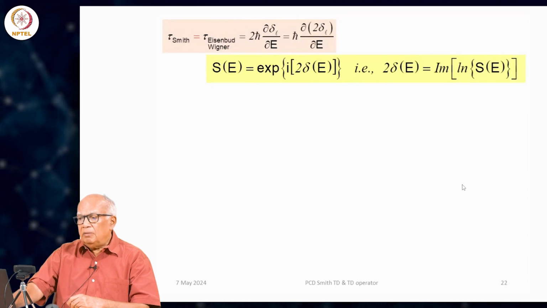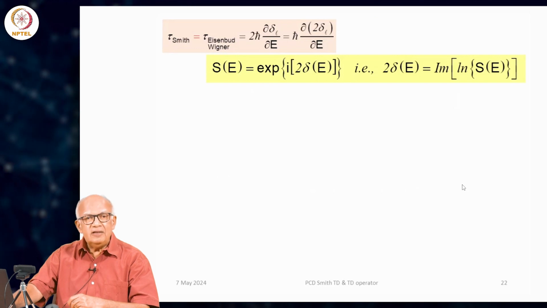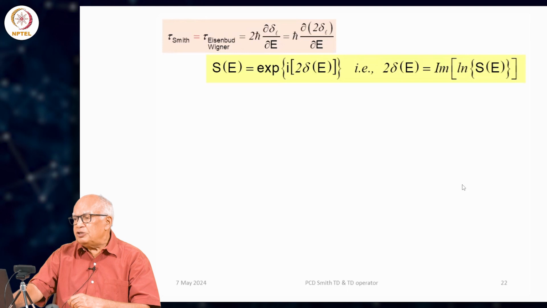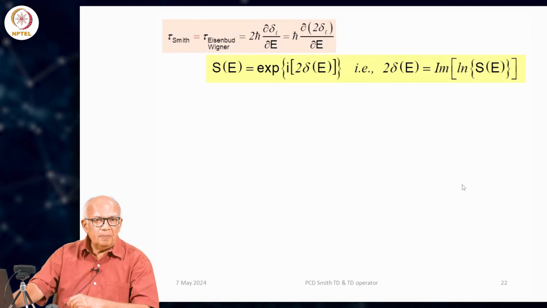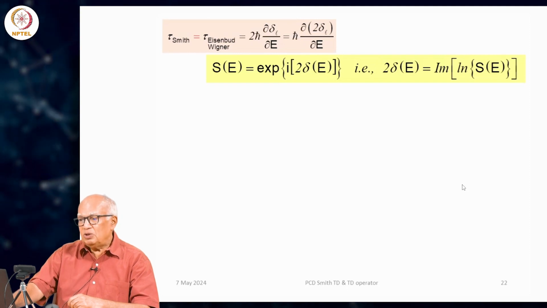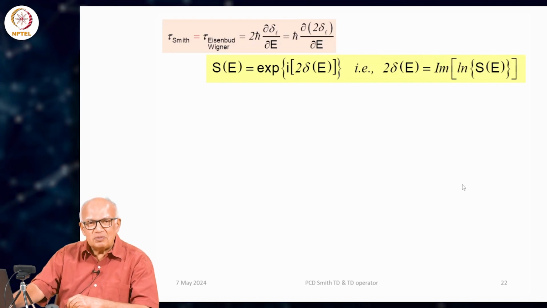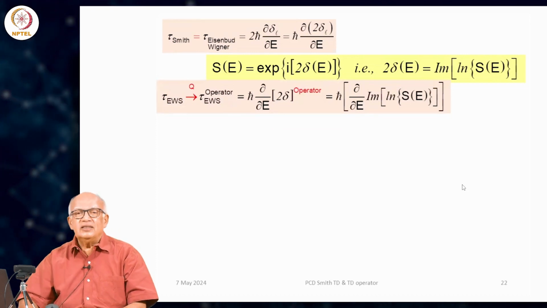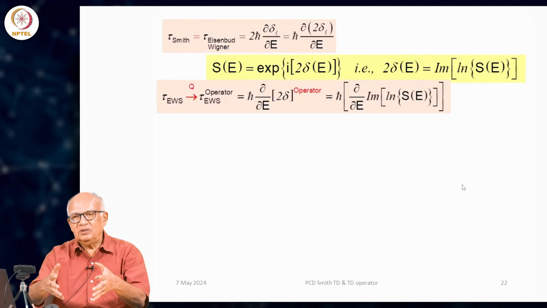We know the element of the S matrix has this twice delta phase shift. So you can write it as the imaginary part of the logarithm of S. And now we are about to arrive at a very interesting result through very simple steps. Now let us quantize the time delay. I said that there is an operator for time delay. So let us quantize it.